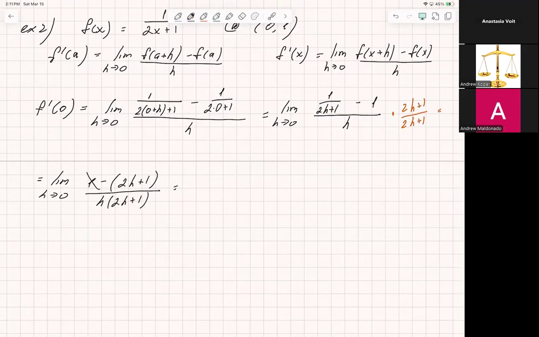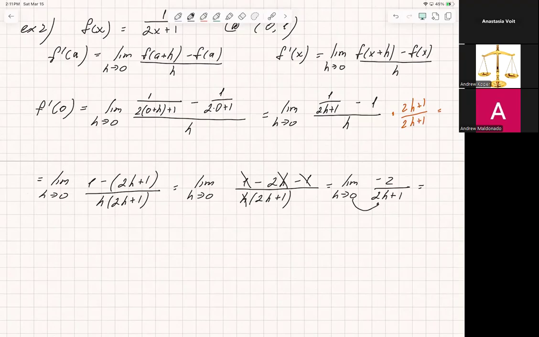Now, okay, let me just open the parentheses first. So limit as h approaches 0, we have 1 minus 2h minus 1 over h times (2h plus 1). Okay, so the ones are gone, then this h is also gone, and we have the limit as h approaches 0 of negative 2 over 2h plus 1. So when we plug in 0 into our h, we get negative 2 over 1, which is just negative 2.